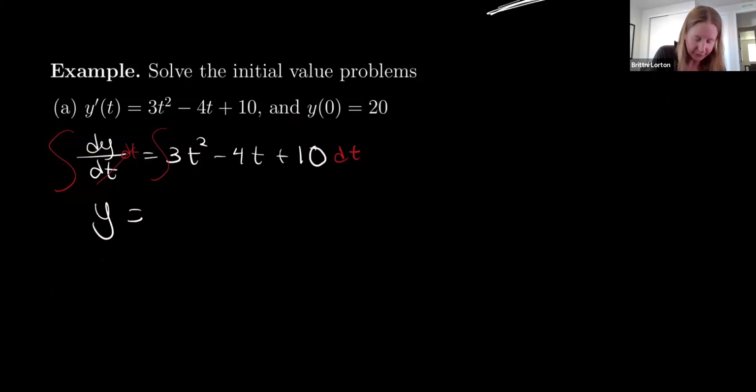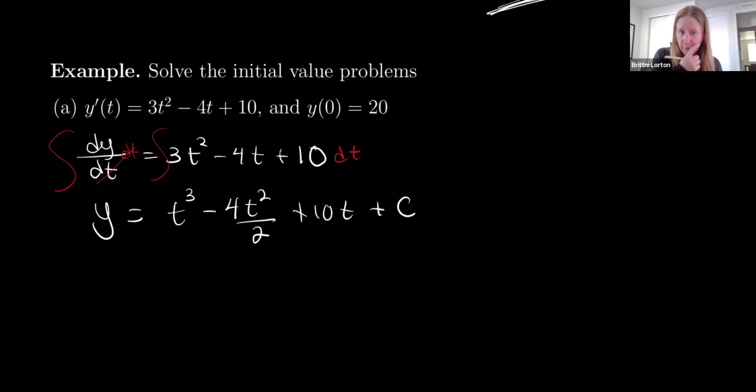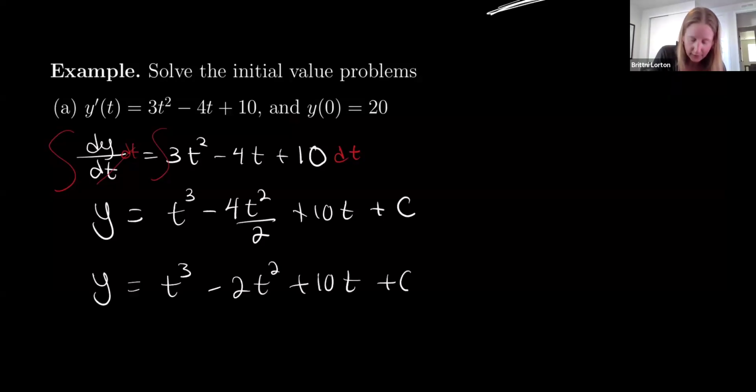And then you do the antiderivative on the other side, which is t cubed minus 2t squared over, I'm sorry, that's not the antiderivative. Let me fix that. 4t squared over 2 plus 10t plus a constant. Don't forget there was a constant there. And so now I have y is equal to t cubed minus 2t squared plus 10t plus a constant.